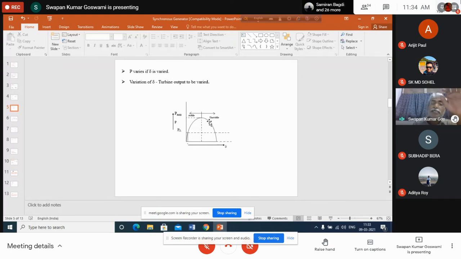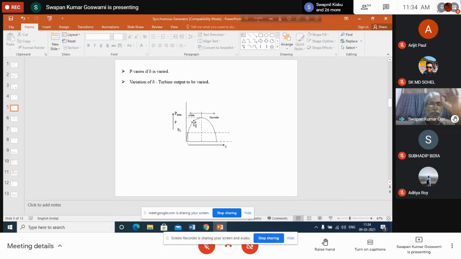Now since speed is just equal to synchronous and the input power line is just here, at this point the speed of the infinite bus and the speed of the generator have become the same. So from here the speed of the rotor will start decreasing. As a result delta will decrease from here, and again after some oscillation maybe the generator will be stabilizing at this point.